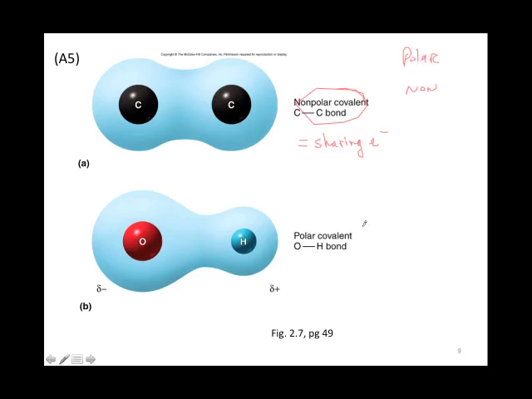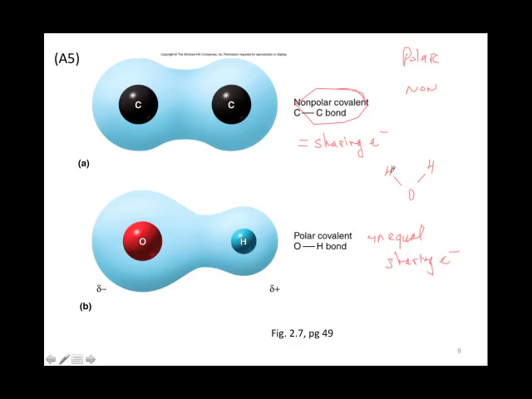Polar covalent bonds mean that there is an unequal sharing of electrons between the atoms. What that means is that the electrons will spend more time around one atom as opposed to the other. Let's look at water, for instance. Water has an oxygen and two hydrogens bonded together. Oxygen has an atomic number of 8. It needs 2 more electrons in its valence shell.